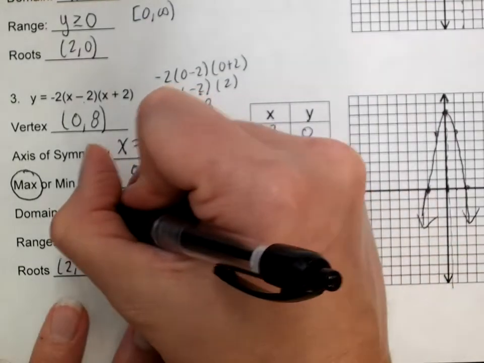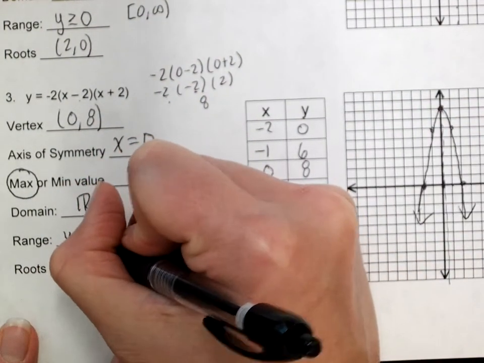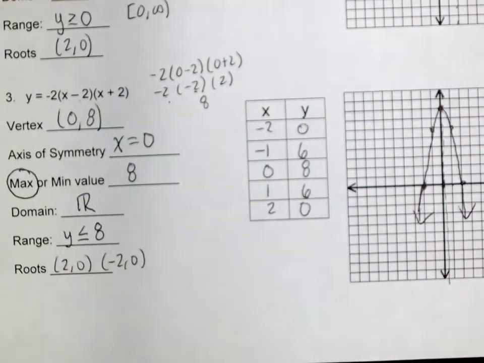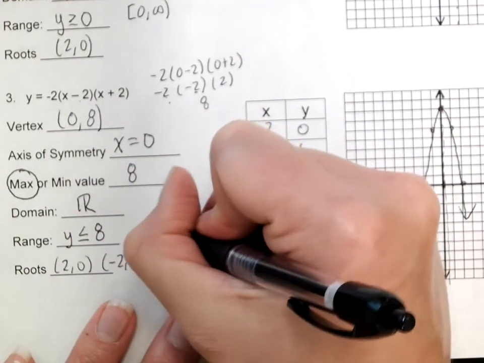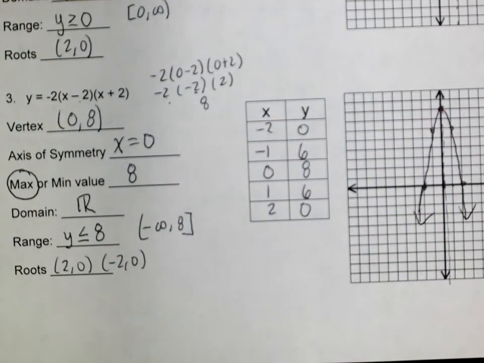Domain, again, all real numbers. Range, y is less than or equal to your maximum value, or if you prefer, negative infinity to 8. Remember, you have to flip around your interval because you have to go from least to biggest.